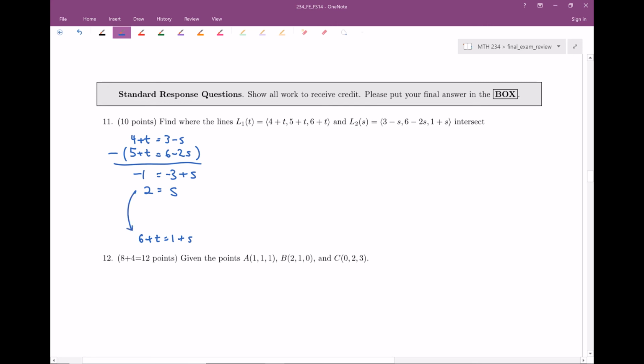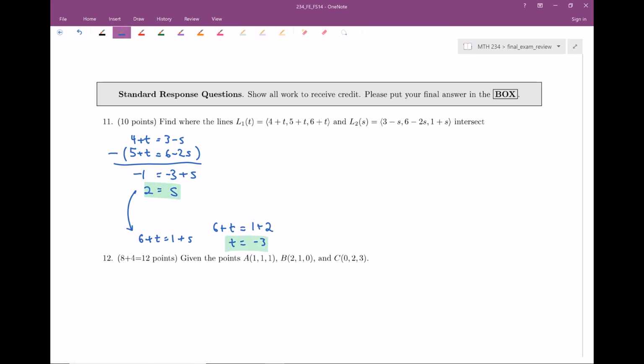So I have 6 plus t is equal to 1 plus s. And I already know my s value is 2. So therefore t should be equal to 3 minus 6, so that's negative 3 altogether. This is telling me that s is 2 and t is negative 3.